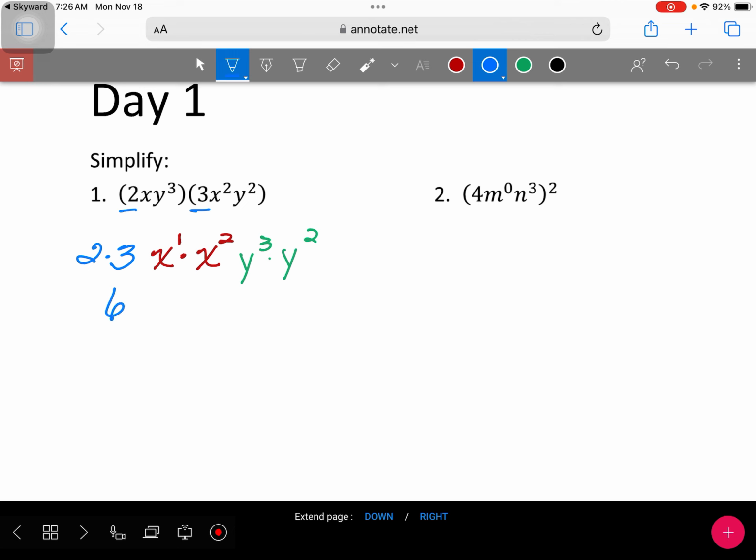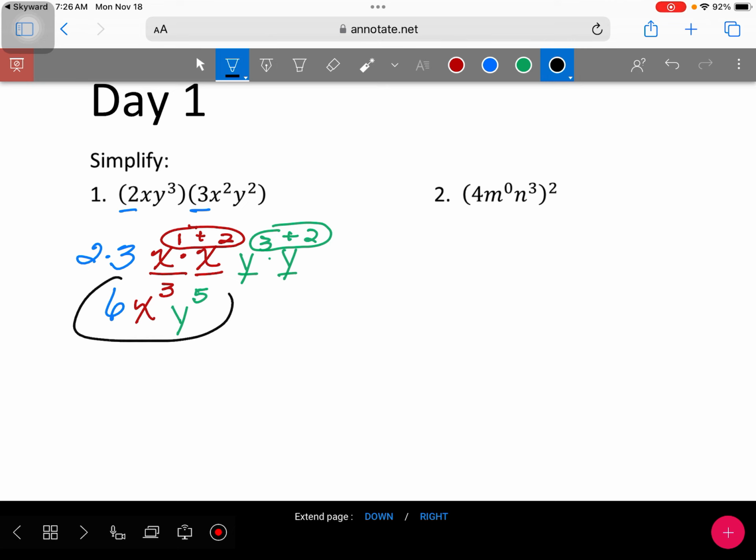2 times 3 is 6. X to the first times x to the first. When you have two powers that you're multiplying that have the same base, you keep the base. And what do I do with those exponents? Add. Yes. So this becomes x to the third. And I do the same thing for my y's. They have the same base. I keep the base and add the exponent. So this becomes y to the fifth. So the final answer is 6 x to the third, y to the fifth. Anybody have that? Good. If you did not, do you understand how to do it now?